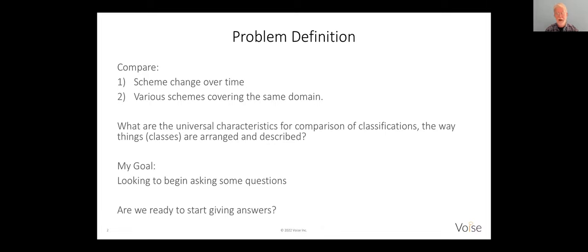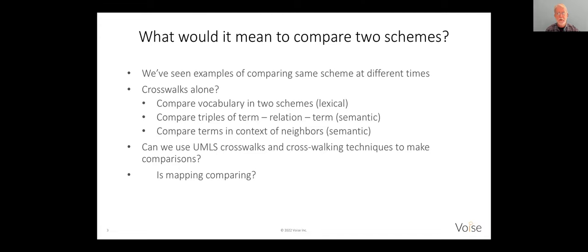So my goal here is really just to begin asking some questions about this. I don't purport to have the answer. I don't think that anybody has the answer. And so, yes, just starting to ask some questions. So if we're comparing schemes, how can we go about doing that? So one possibility is, as Joe was saying, we have crosswalks available that allow us to compare two schemes and to map one scheme to another. So this allows us to both compare them lexically, which is we can look at how the vocabulary in one maps to the vocabulary in another.